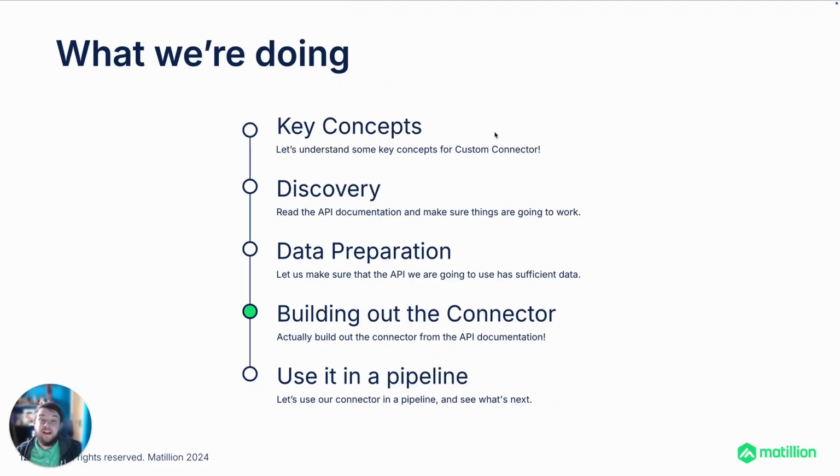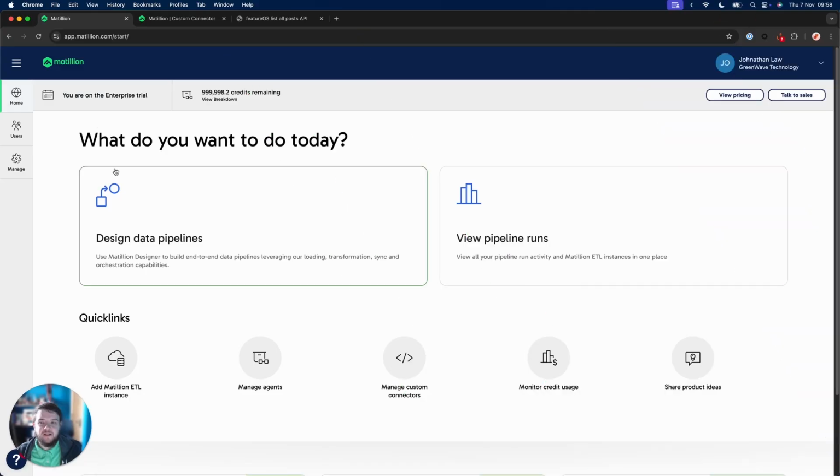So we've built out our connector. We're kind of ready to go. So now we need to go and use it in a pipeline. So let's jump back to the hub and get a pipeline built. Let's go into Design Data Pipelines.